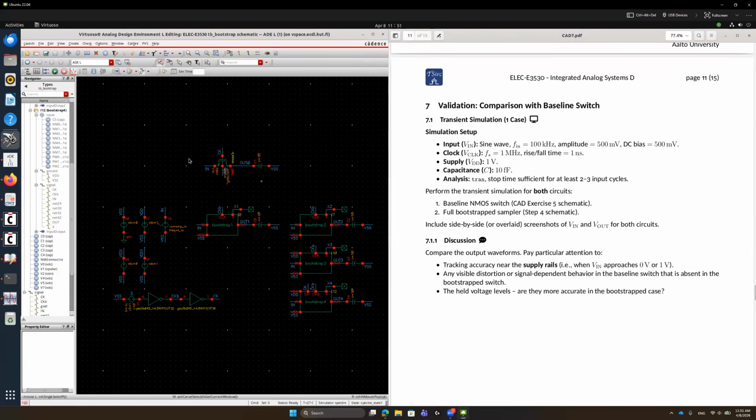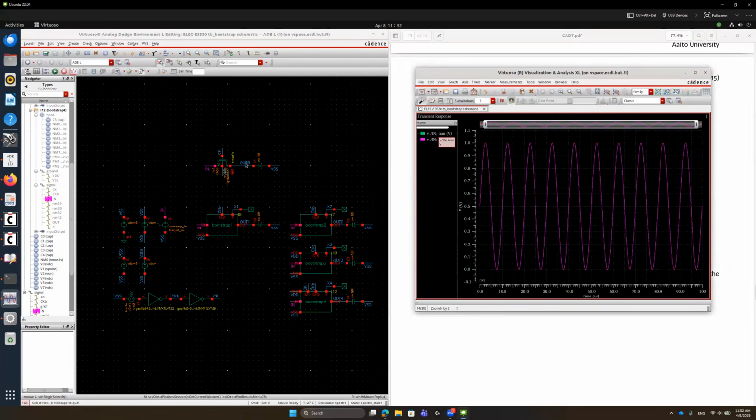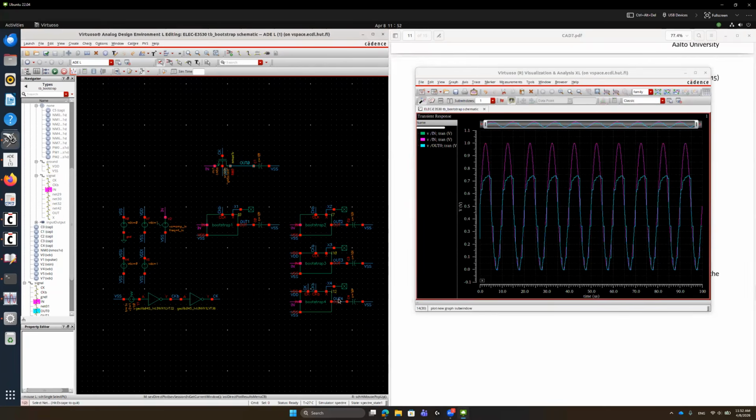Baseline MOS switch we have here, and the full bootstrapped circuit here, and include side-by-side screenshots. So you can do that way. So input is here, okay, and output 0 here, output 4 here.